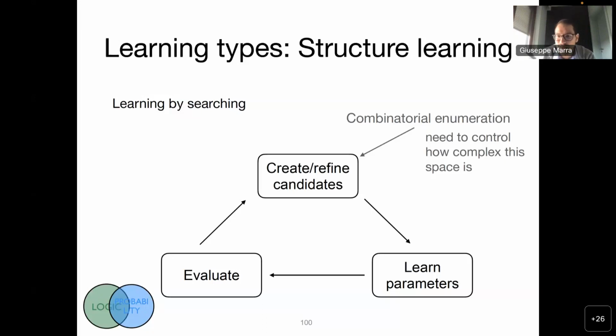And of course, usually the main problem of this approach is that the search space of this problem is extremely huge and you have a combinatorial explosion by enumerating all the possible ideas. So in general, the task in these approaches is, how can I traverse the space in a smart way?